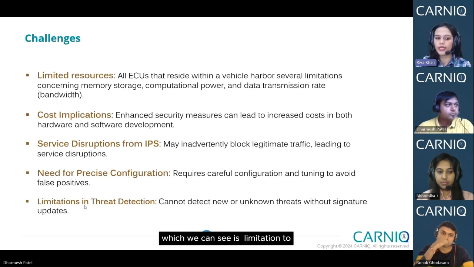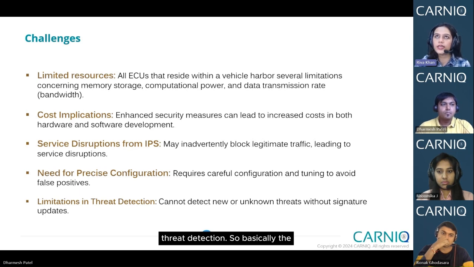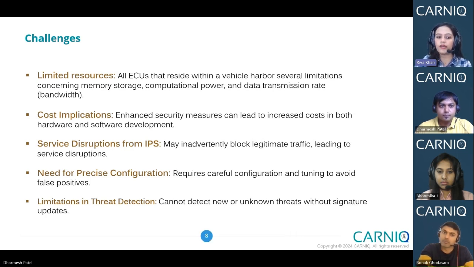And the last point which we can see is limitation to threat detection. Basically, the IPS system relies on signature-based detection to identify threats, which means that it requires regular updates to recognize new or evolving threats. Without these updates, the IPS may fail to detect emerging risks, leaving the vehicle potentially exposed to unknown threats. So ongoing updates and threat intelligence are very essential for maintaining effective protection of the vehicle.